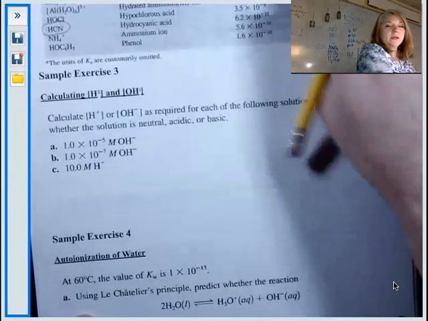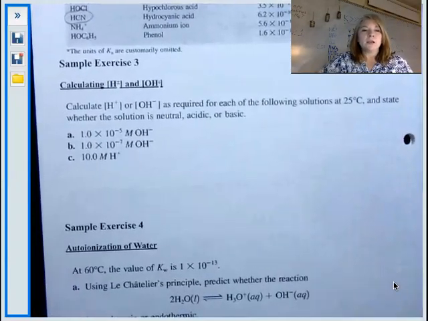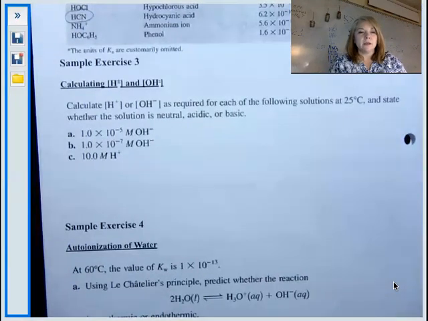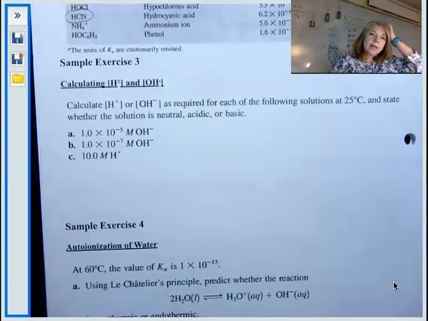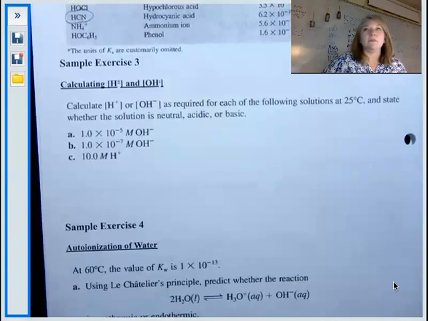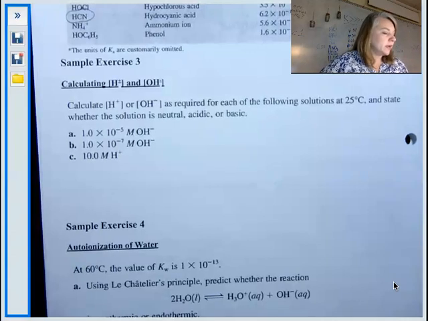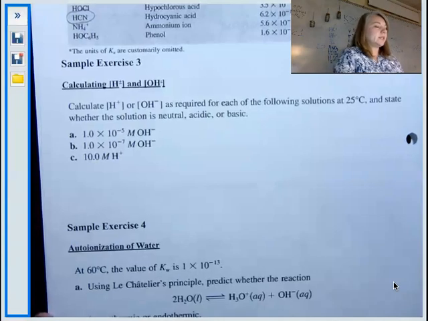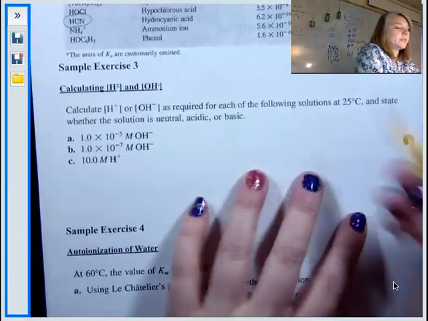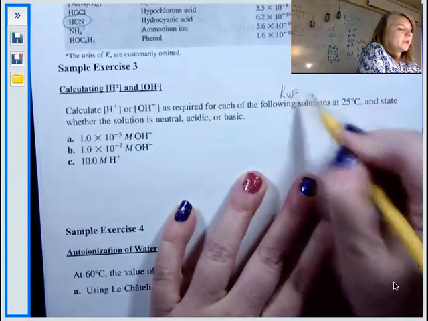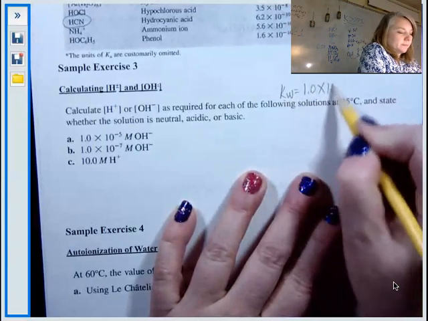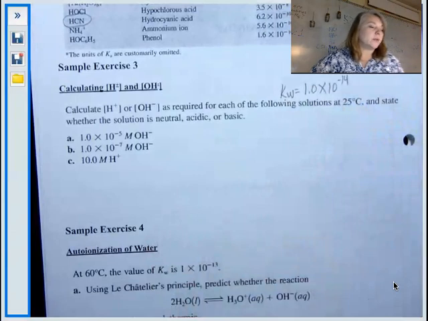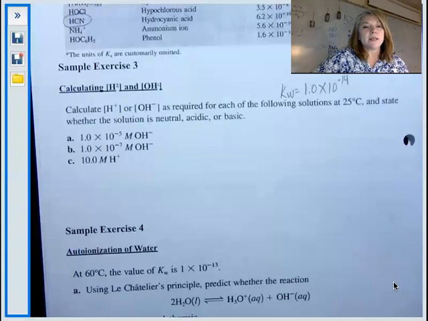So now we're going to start calculating hydroxide and hydronium ions based on our KW value. We got that KW value a few minutes ago, and it says calculate the H plus or the OH minus as required in each of the following solutions at 25 degrees Celsius. There's a reason they gave us that 25 degrees Celsius, because KW is 1.0 times 10 to the negative 14. Then state whether the solution is acidic, basic, or neutral.